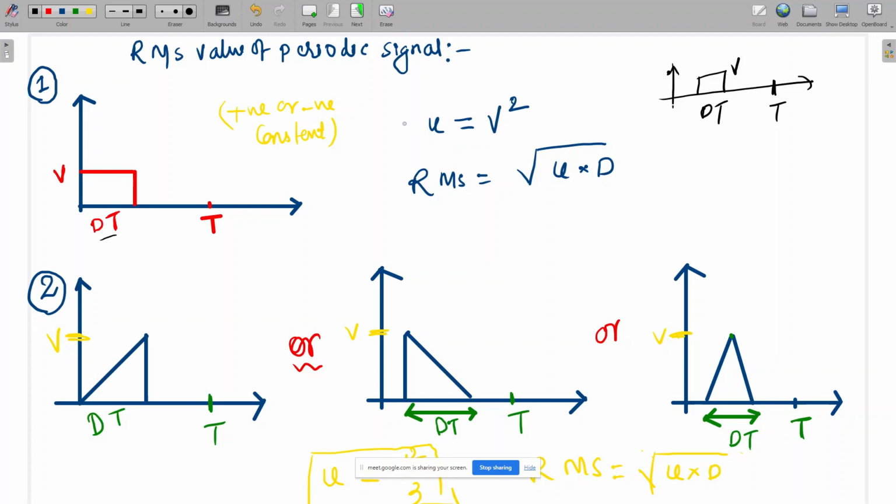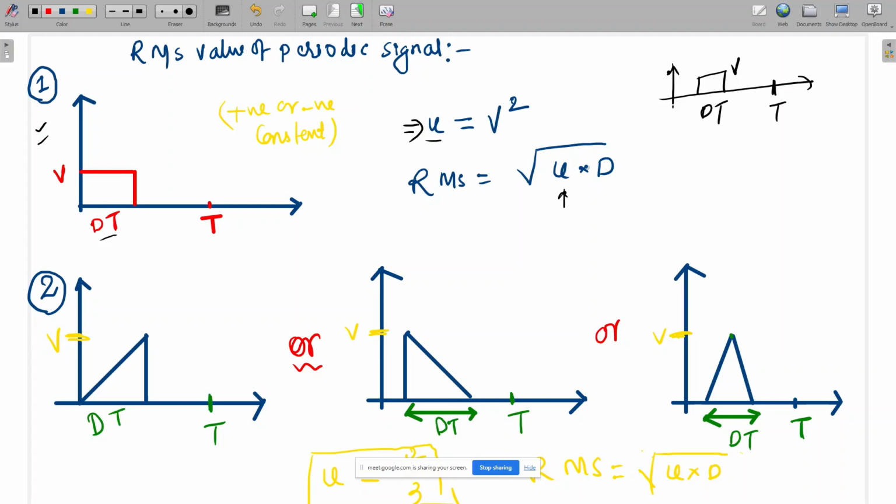So I am defining one function U. What is the value of U for this type of function? That will be V square, which means the square of the amplitude. Here amplitude is V, so I define U as V square. What will be the RMS value? For all types of signals, RMS is equal to under root U into D. So for this signal, RMS will be under root V square into D.